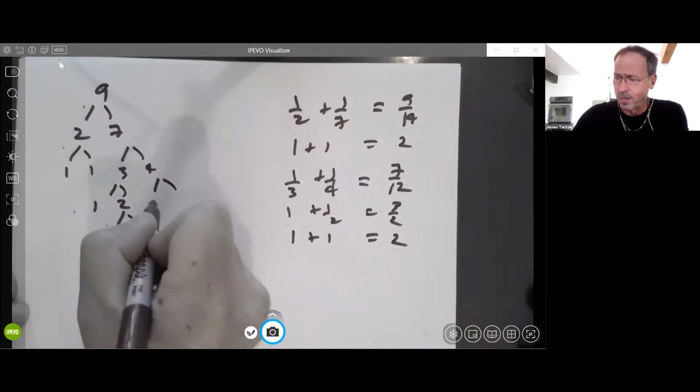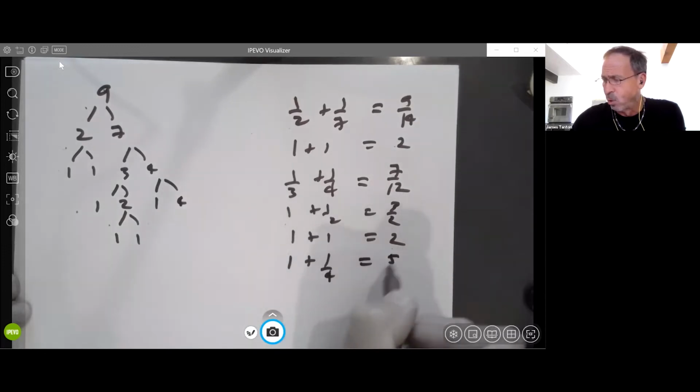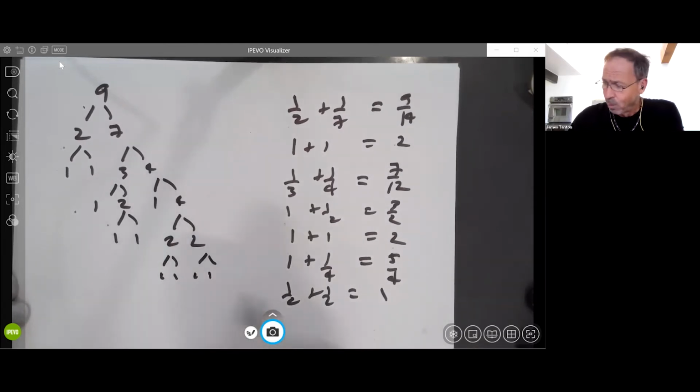4. Let's do 1 and 4. Why not? 1/1 plus 1/4 is 5/4. 4, 2 and 2. 1/2 plus 1/2 equals 1. 1/1, 1/1. 1 plus 1 equals 2. 1 plus 1 equals 2.